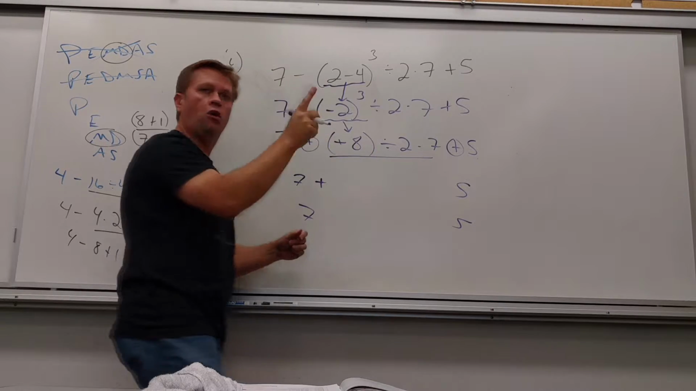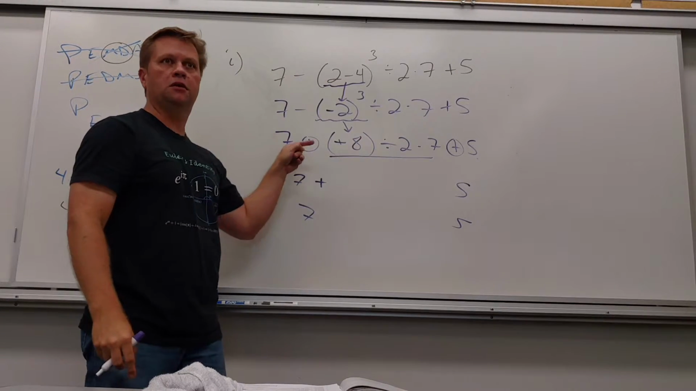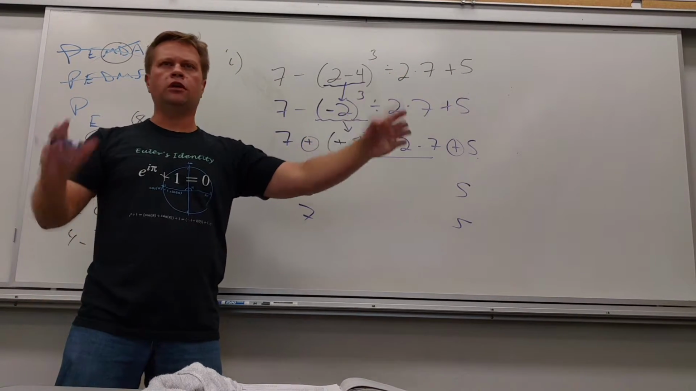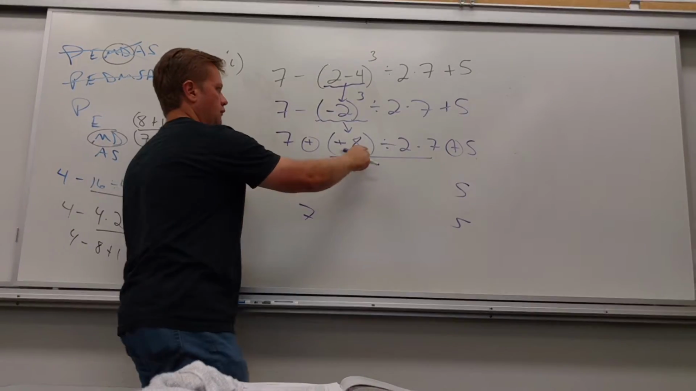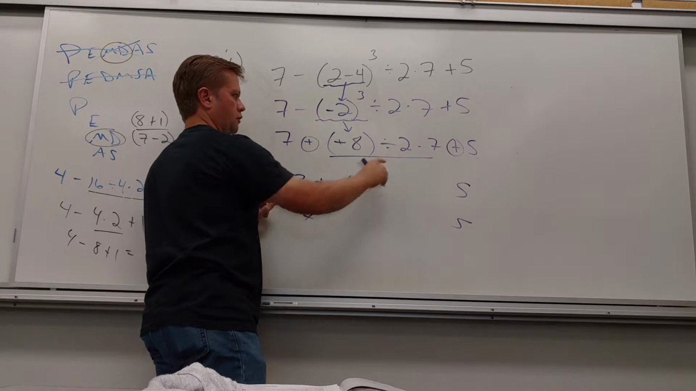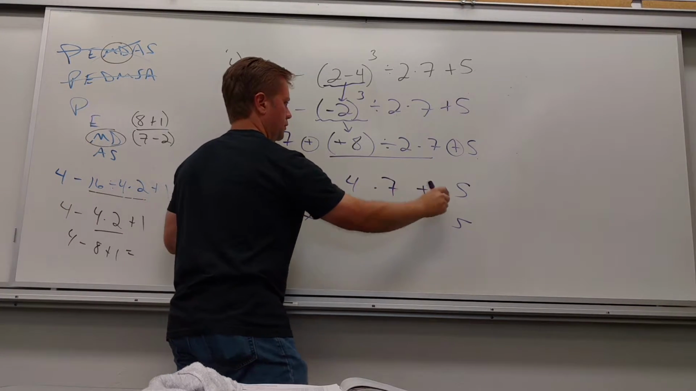Yeah, just because, not always, but just because division happens to be first. So don't try to make M or D first always. It's just whoever got there first. Division got there first, you go 8 divided by 2. 4. Then I put the times 7 plus 5.